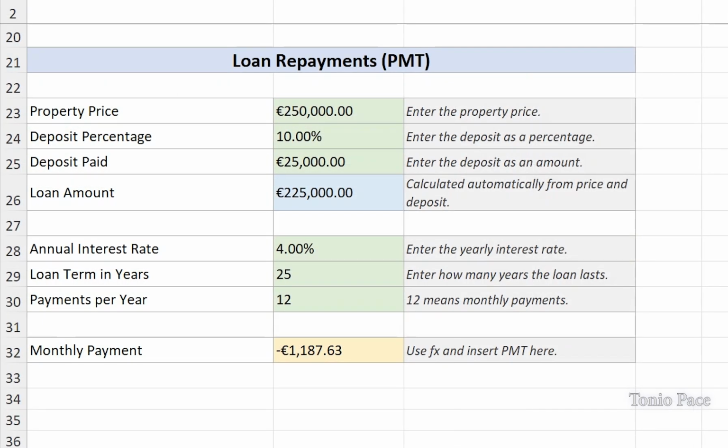Take a moment to reflect on what the PMT function is doing. It is not simply dividing the loan by the number of months. It is taking into account compound interest, the frequency of payments, and the time value of money.